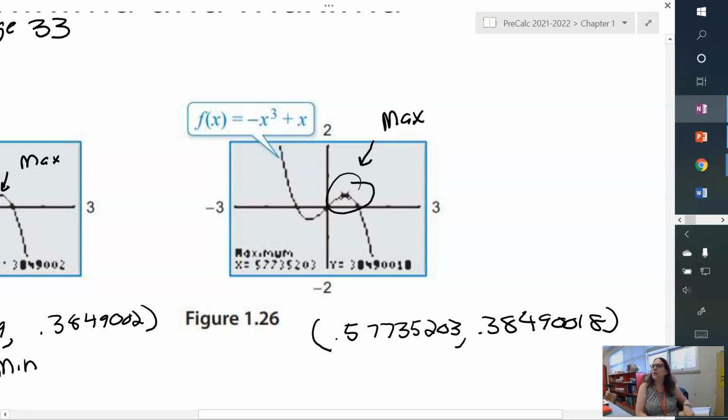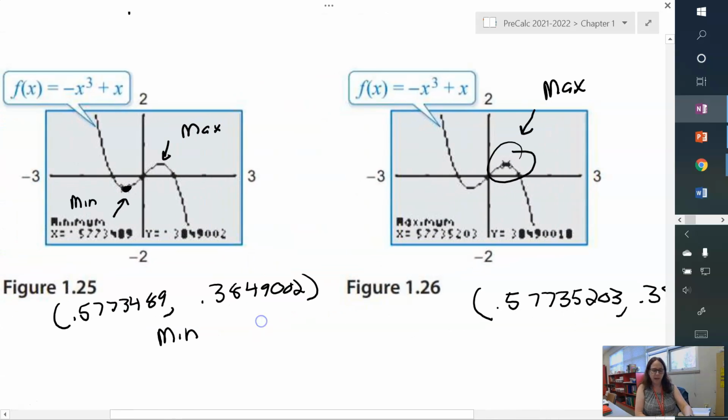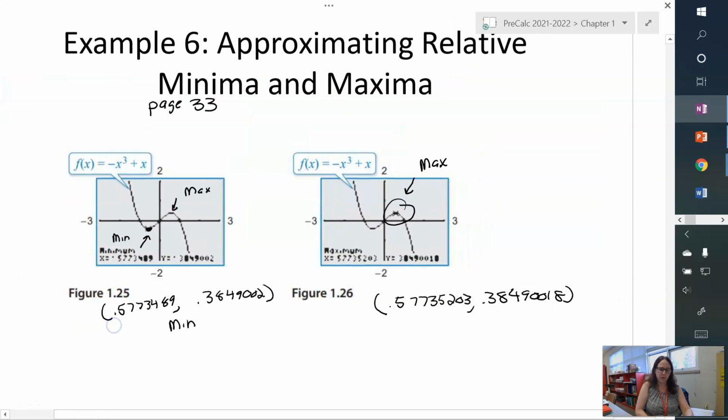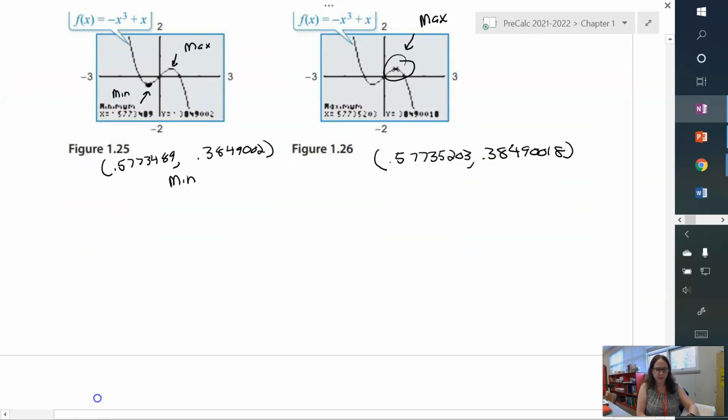So when I ask you for the minimum and the maximum, I would like both the x and the y coordinates.